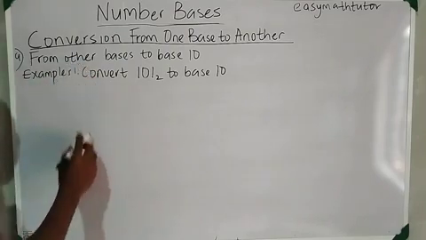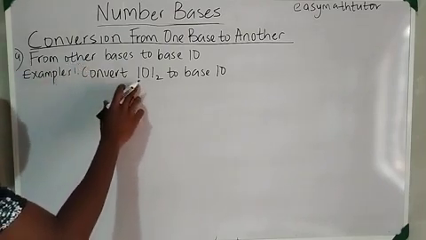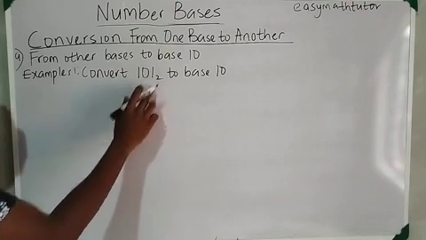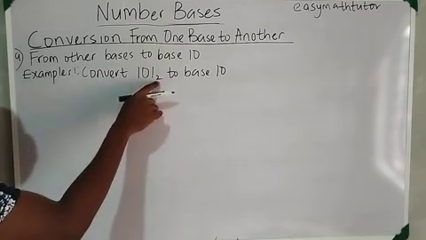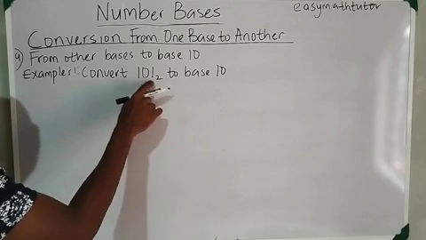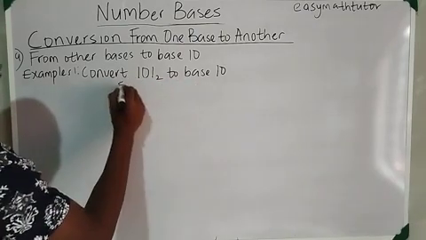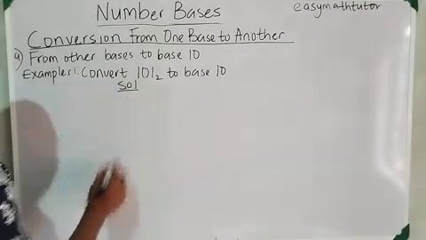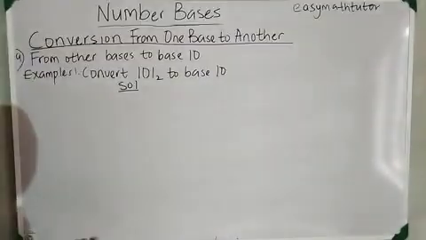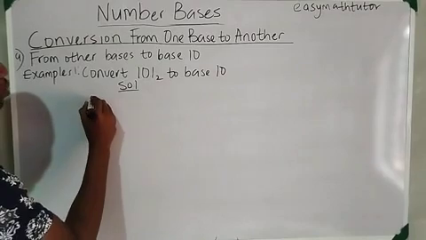Our first example says we should convert 101 in base 2. You can see the base 2 written as a little 2. So 101 in base 2 to base 10. How do we go about this? When we are converting any number from base 2 to base 10, we want to first of all write that number out.